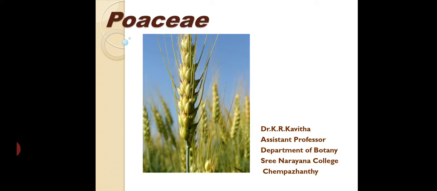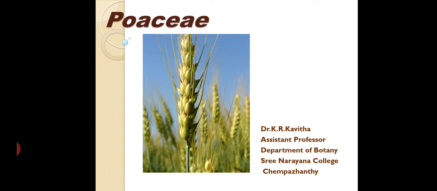This is considered as one of the largest and most widely distributed families of the flowering plants. It nearly consists of 668 genera and 9,500 species, and this number is in accordance with the findings of Mayberley in 1997. So, the family is cosmopolitan in distribution, that is, it is present everywhere.